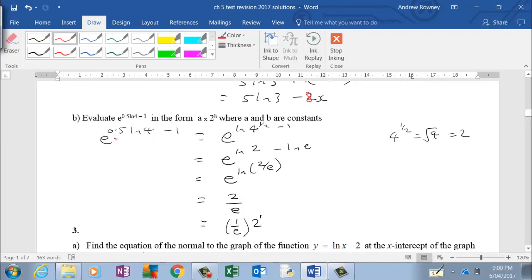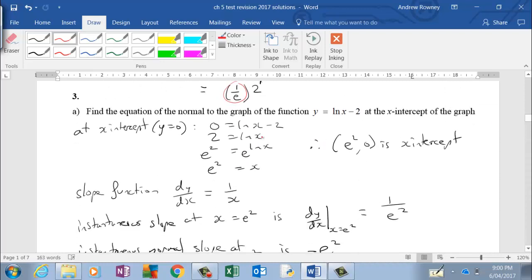This one here, have to write in the form a times 2 to the b. First of all, we bring the half up to the top, so that's 4 to the half. 4 to the half is root 4, which is 2, so that's ln 2. 1 is the same as ln e to the 1. When we subtract lns, we can divide the powers like that. e and ln cancel, so it's 2 on e, but to put it in this format, we can actually pull the 2 out to the right, and we've got 1 on e, that's your a value, and 2 to the power of 1, so it's 2 to the power of b, b is 1.